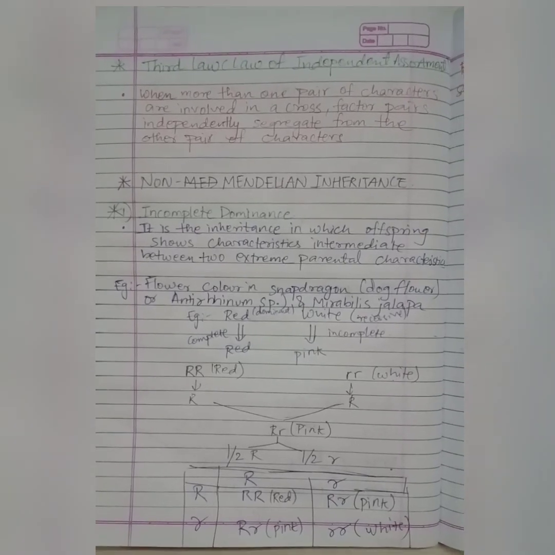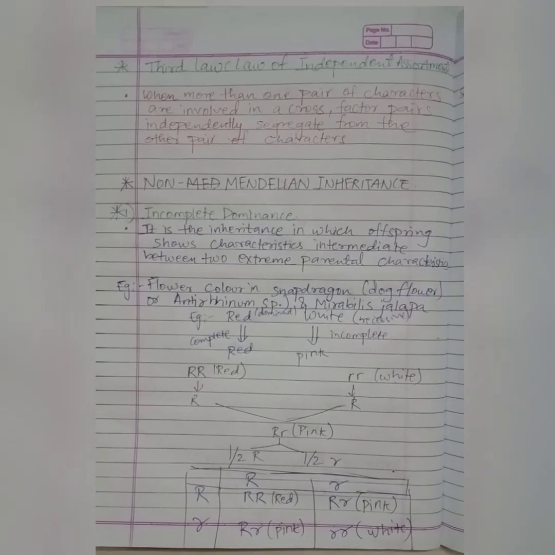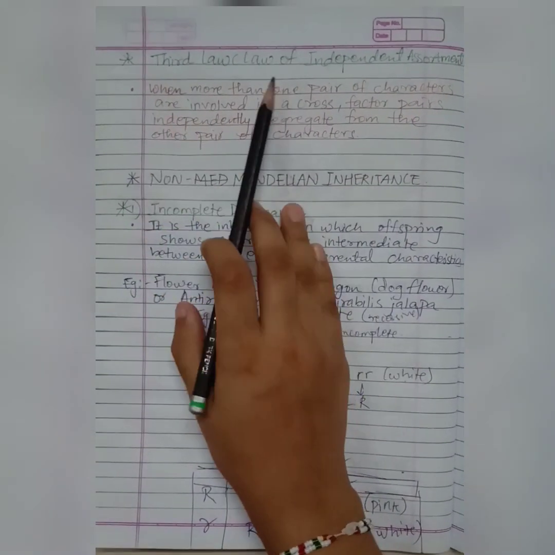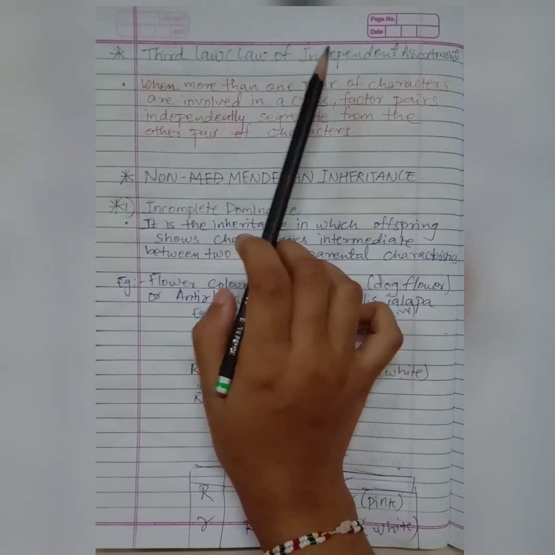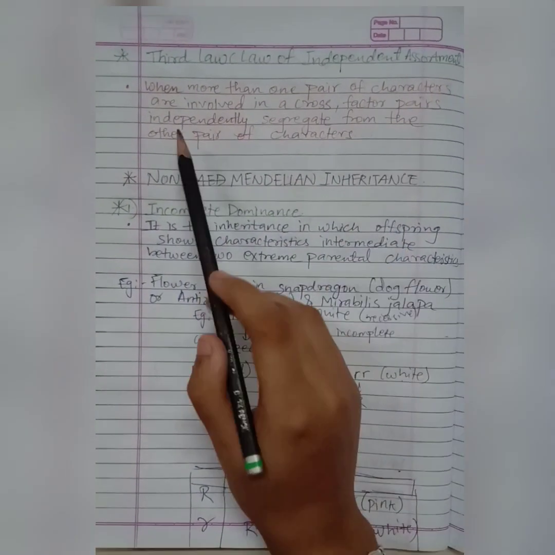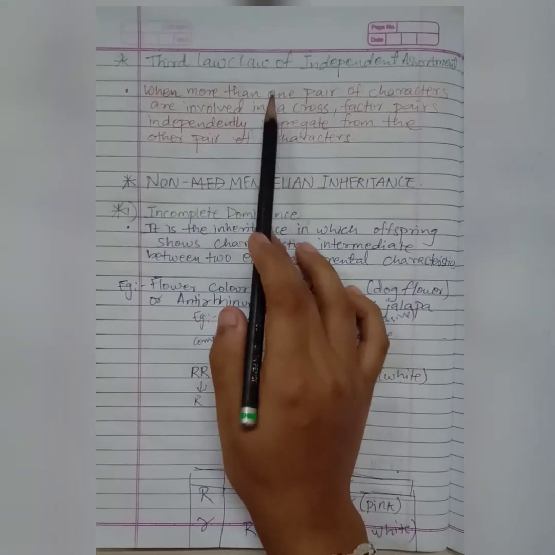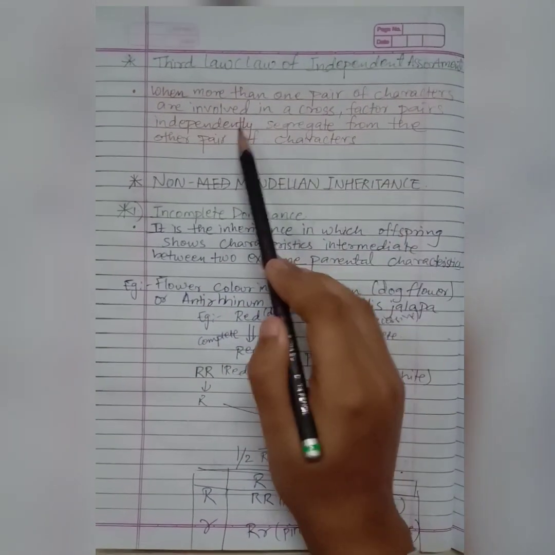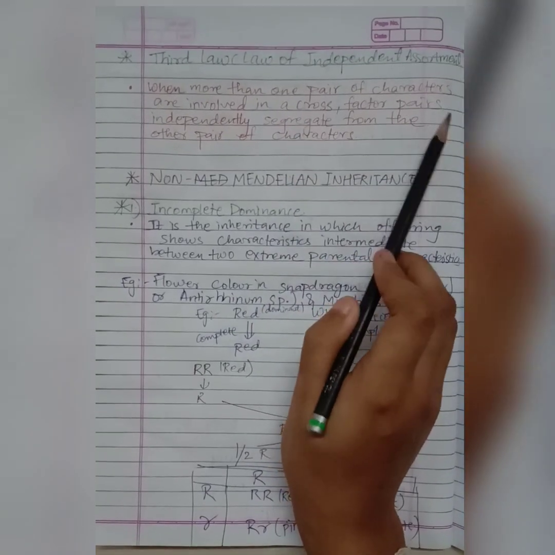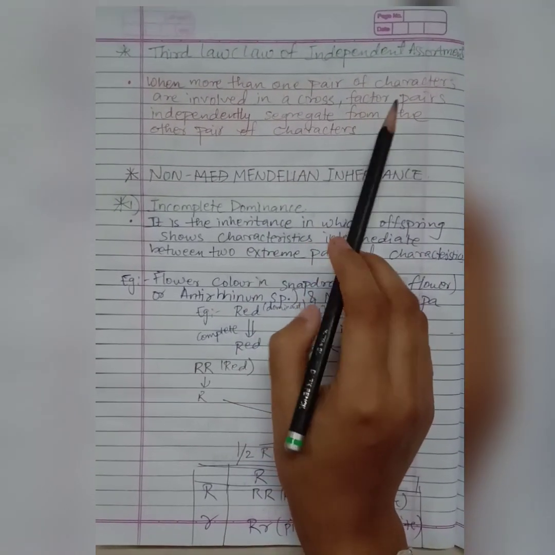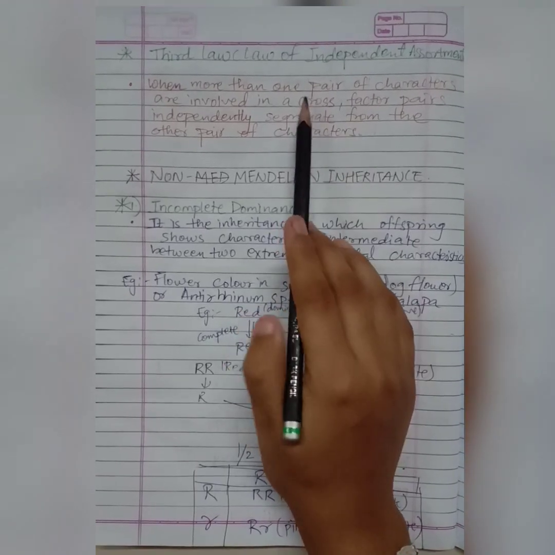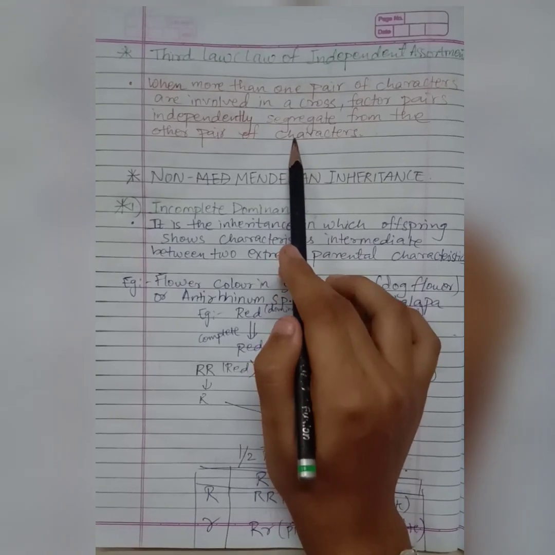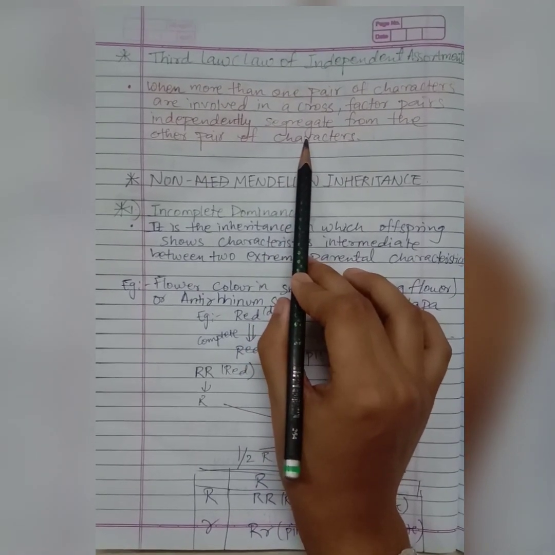Of the previous video, we had seen two laws of Mendel. Now let us see the third law, which is based on dihybrid cross. So the third law is the law of independent assortment. When more than one pair of characters are involved in a cross, factor pairs independently segregate from the other pair of characters. So this is used in dihybrid cross, where more than one pair are available, and any cross.